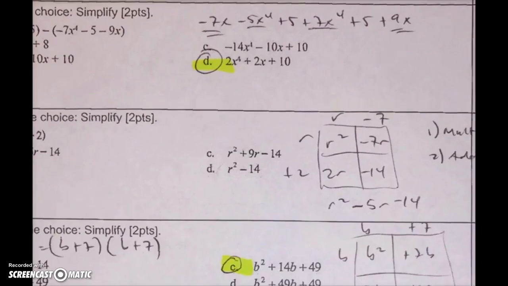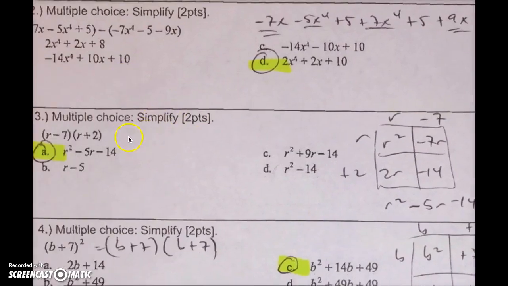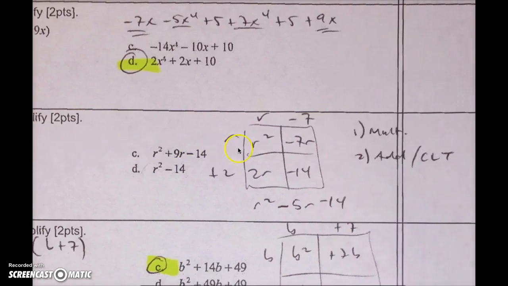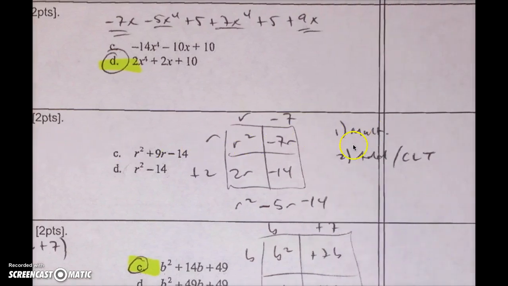For question number 3, they're asking you to simplify here. You have a binomial, r minus 7 times r plus 2. Remember, there's no math operation here, there's no plus or minus sign between them. So you're going to multiply those binomials. You can use FOIL, or in our class we use the box. You're going to multiply first, and then you're going to add and combine like terms inside the box.